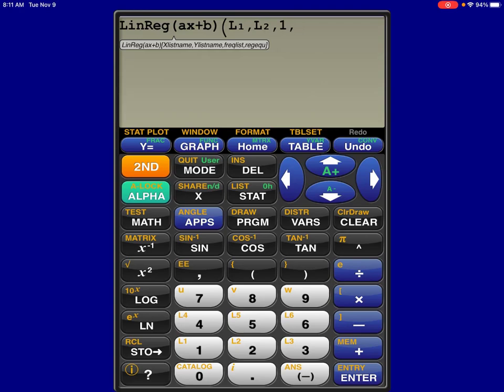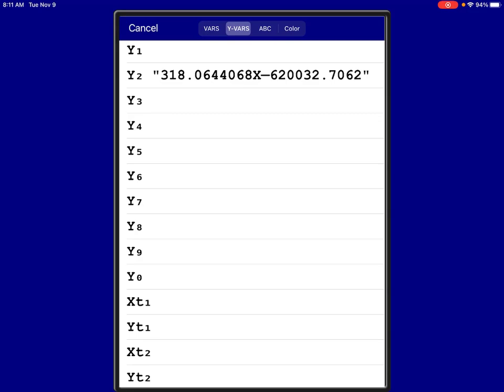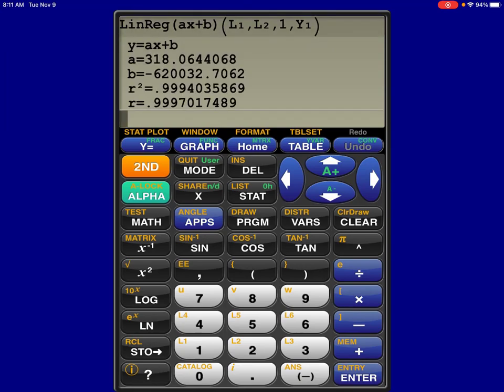It says the formula right there, it's a regression equation, reg EQ. And I want that to store it in a certain location. So I'm going to press vars, y vars, and I'm going to go ahead and store it into y1. Okay, so there's my formula. A is 318, and A is in front of X, so that's my slope. So my equation would be y equals 318 X plus my B value is my y-intercept, so negative 620,000, and my correlation is going to be R.